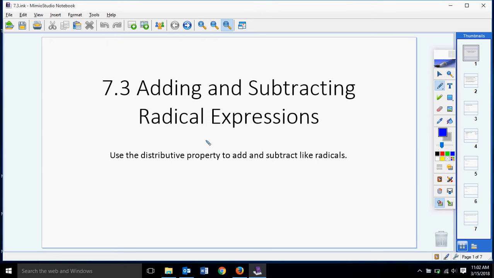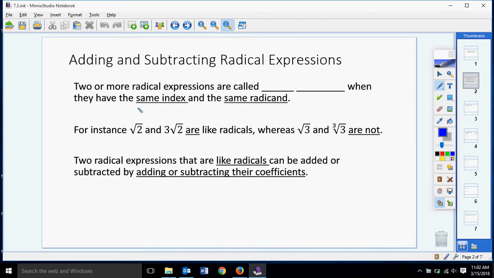Welcome to 7.3 Adding and Subtracting Radical Expressions. We're mostly going to be using the distributive property to add like radicals. So that's our first vocab term.